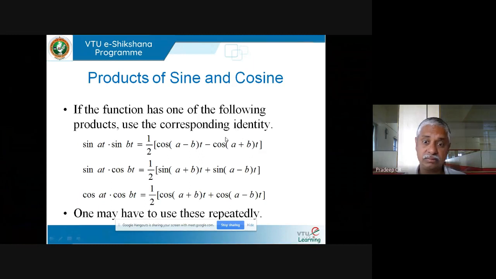You have to be careful. I had to be more careful. Please be careful in your examination. Sin at cos bt is half of sin (a plus b)t plus sin (a minus b)t. But previously I had written this minus, so that's wrong.